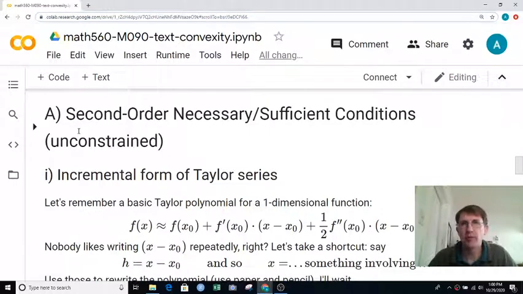So in a previous module, we talked about first order conditions for a minimum, and now we're going to talk about second order. First, let's try to streamline our use of Taylor series. So you might remember this is our basic second order Taylor polynomial.